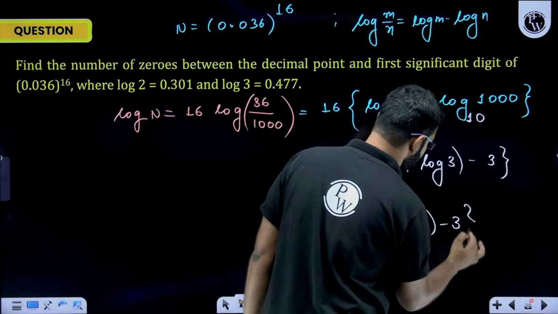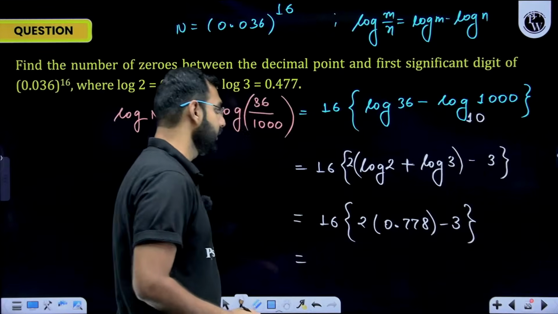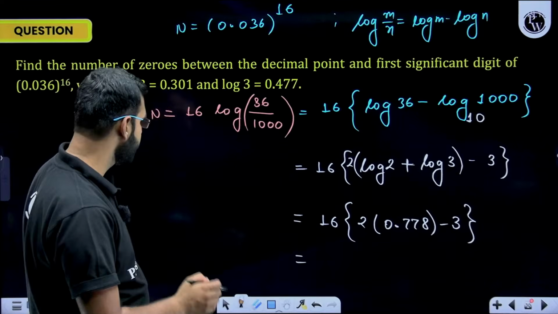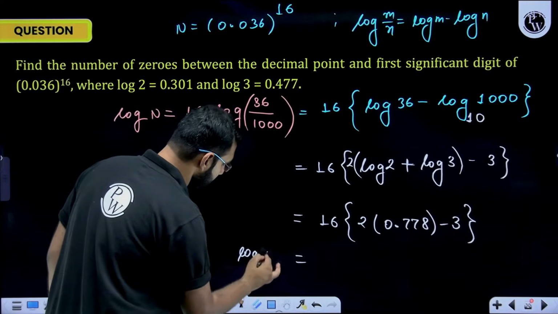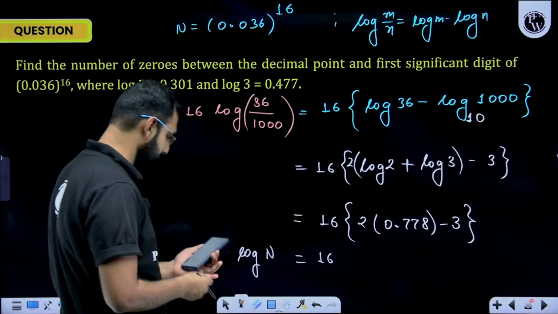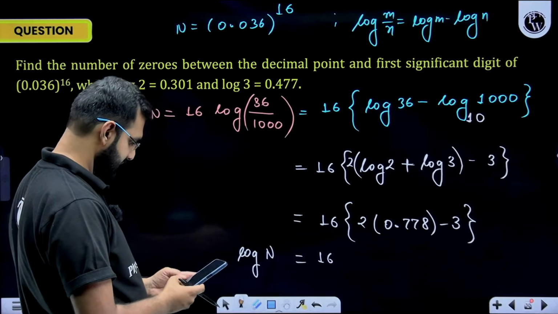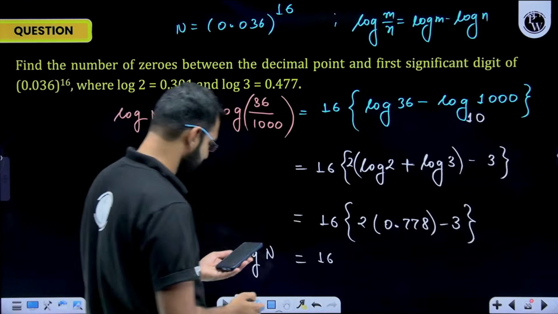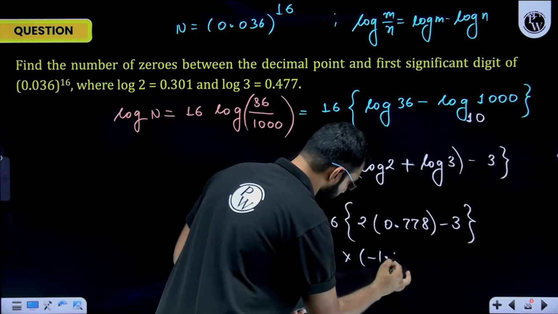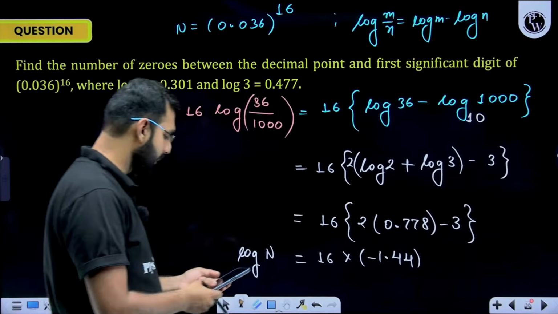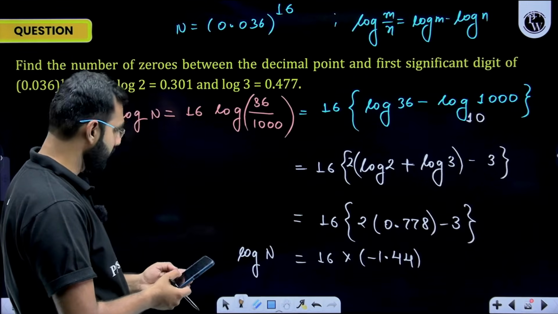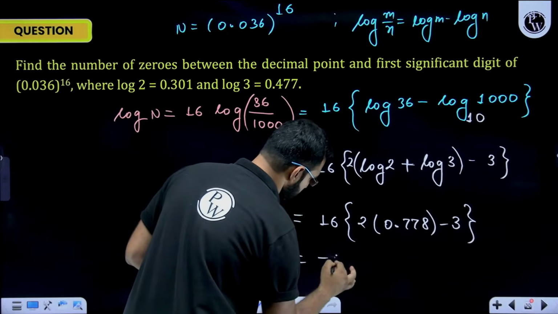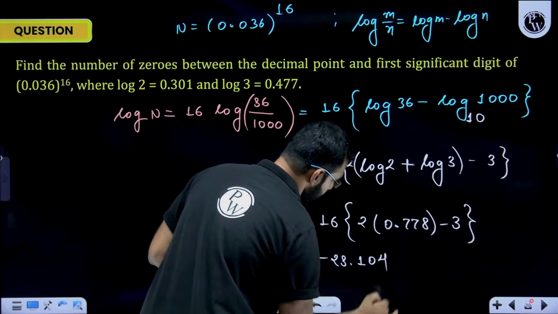Minus 3. So if I perform this entire calculation, you need to use a calculator because I want to be more precise. This is going to be the value of log n. So 16 is what I'm keeping outside. First of all, 0.778 times 2, whole minus 3. So this will be minus 1.44. This is what I get. And minus 1.44 when multiplied with 16, you get minus 23.104.